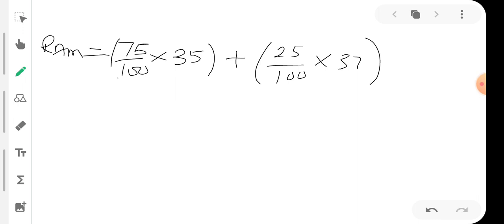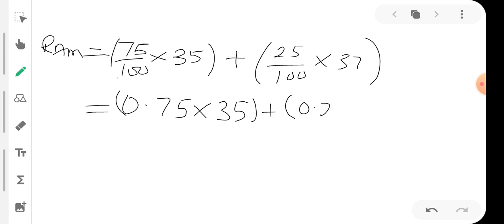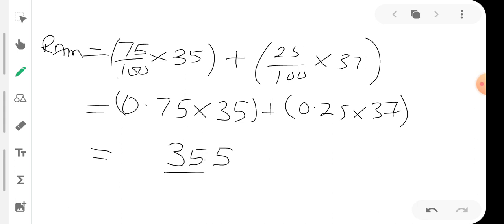So we can work around this. If you have a calculator by your side, you'll be able to punch it in. What I have here is just 0.75 times 35, plus 0.25 times 37. You punch it on the calculator, it will give you 35.5. This is the mass number for chlorine.